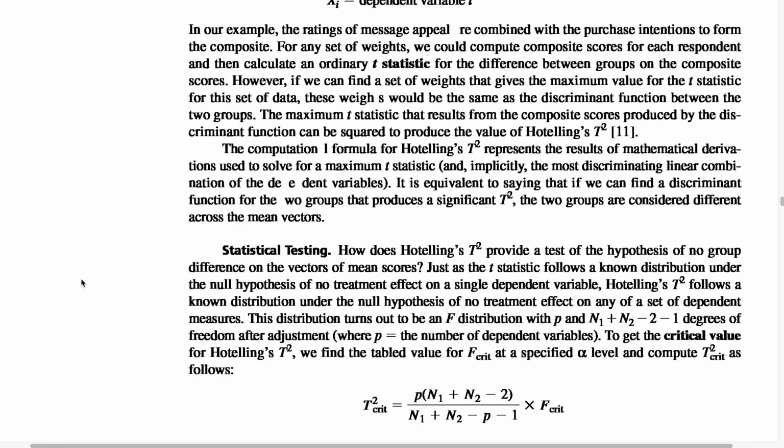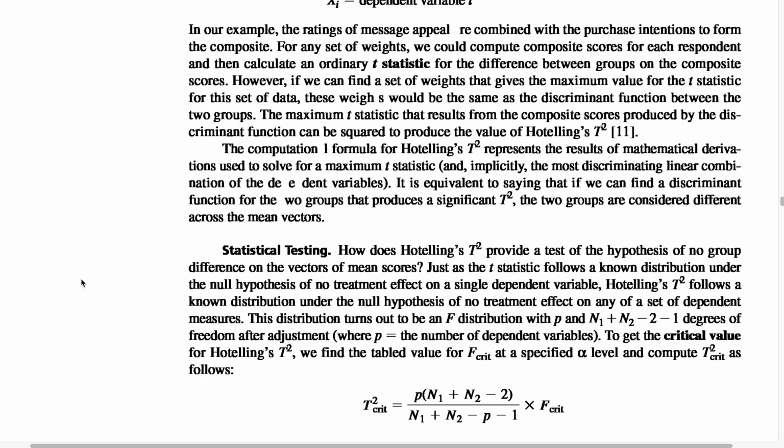Statistical testing. How does Hotelling's T2 provide a test of the hypothesis of group differences of the vector of means? Just as the t-test follows a known distribution under the null hypothesis of no treatment effect on the single dependent variable, Hotelling's T2 follows a known distribution under the null hypothesis of no treatment effect on any of the set of dependent measures. This distribution turns out to be an F distribution with p and n1 plus n2 minus p minus 1 degrees of freedom after adjustment, where p is the number of dependent variables.